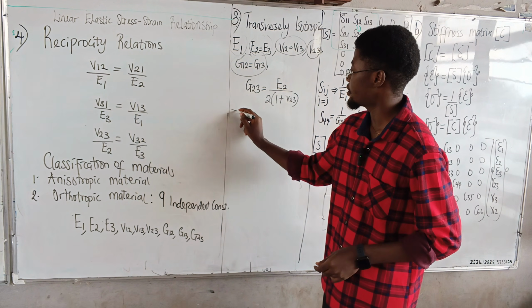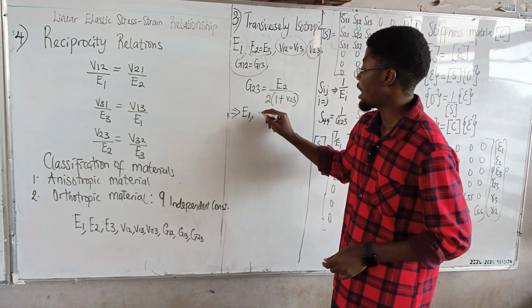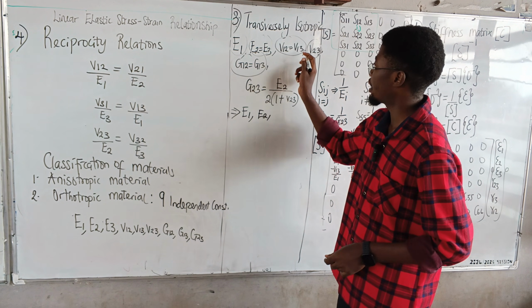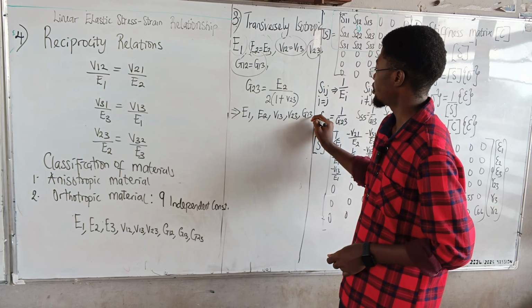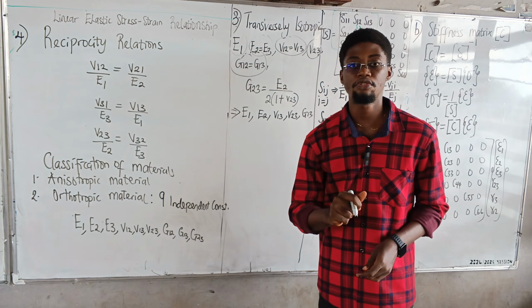1, 2, 3, 4, 5. So I can rewrite it and say I have E1. Now I can pick any one since they are independent. Since they are equal to each other, I have E1, I have E2, and I can pick any other one. I can say G13, G23, and G13. So 1, 2, 3, 4, 5. So we have 5 independent constants for a transversely isotropic material.